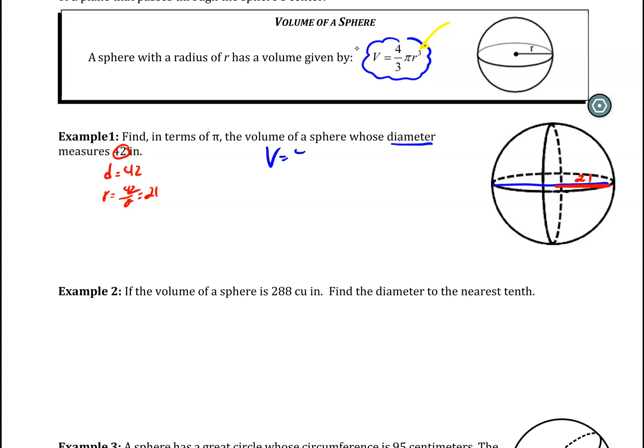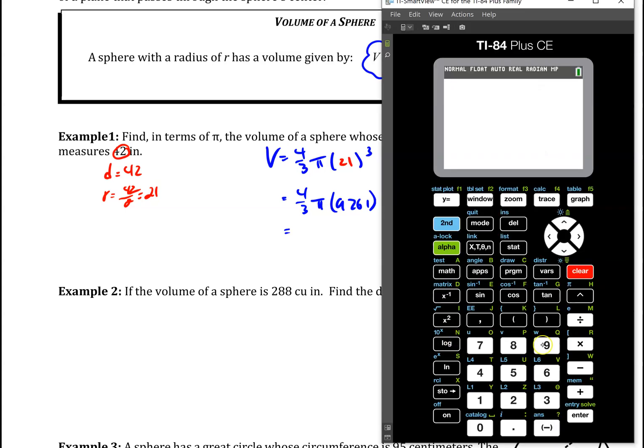So V is equal to 4/3 pi, and we're going to put 21, and we're going to cube that. So when we do this, it's all about just plugging it in. Be careful with the 4/3 part. I recommend doing everything else out first, and then being careful when you plug it in the calculator. And now I can multiply this together. So when I do that, if I plug this in, 9261, we're going to multiply that by 4/3.